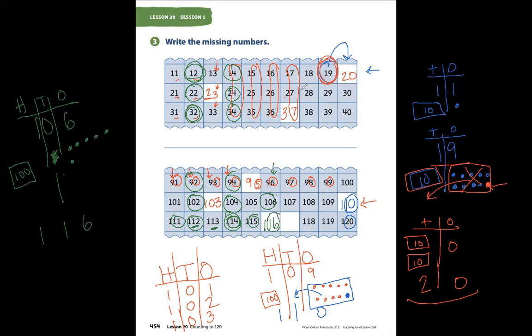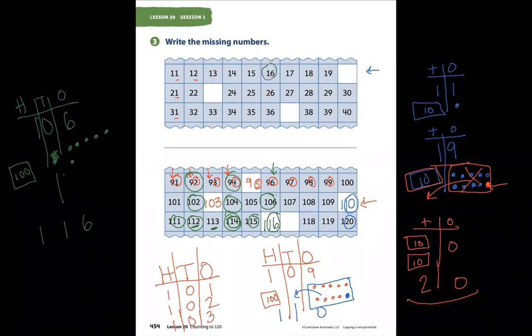What do you think would be next? If we have 16 up here, if I have the number 16 at the top, here's 16. What comes after 16? 17. So guess what comes after 116? After 116 would be 117.